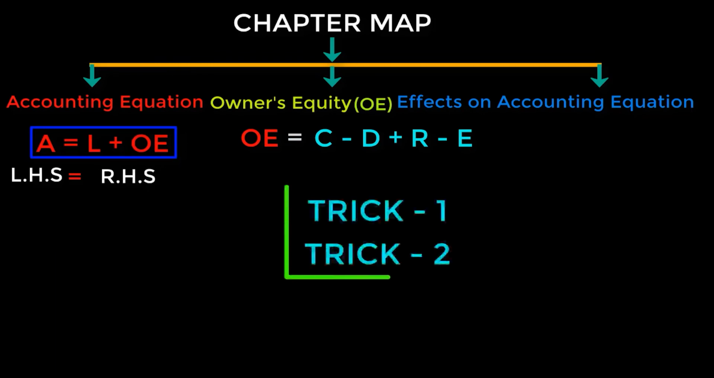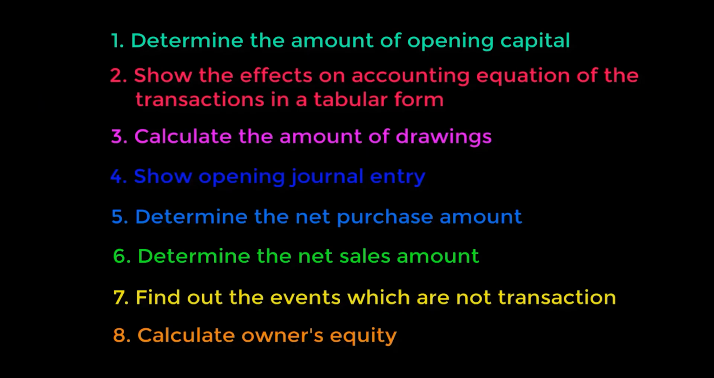Do remember, these two tricks are very valuable for you, because with the help of these two tricks you will be able to equalize any imbalanced equation by yourselves. Look at these board questions. Determine the amount of opening capital. Show the effects on accounting equation of the transactions in a tabular form. Calculate the amount of drawings. Show opening journal entry. Determine the net purchase amount. Determine the net sales amount. Find out the events which are not transaction, and calculate the owner's equity.